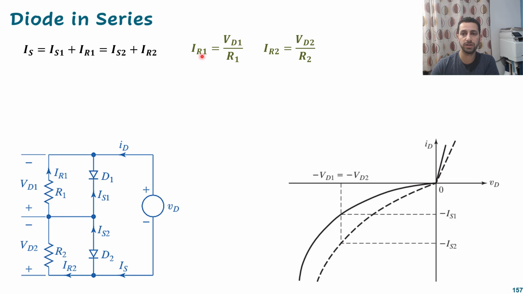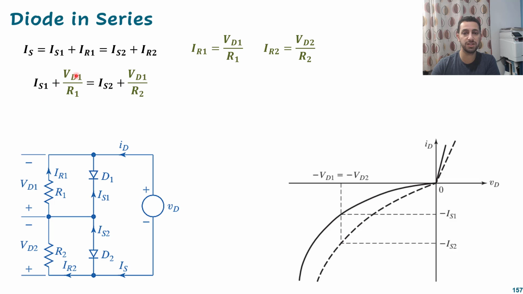So IR1 equals VD1 divided by R1, and IR2 equals VD2 divided by R2. Now I can take these values and substitute them into these equations. If I am looking for the voltage across the first diode to equal the voltage across the second diode, I will come up with this equation.